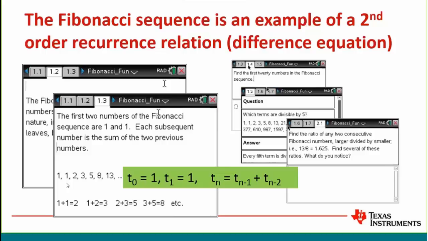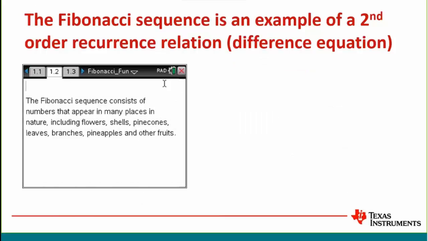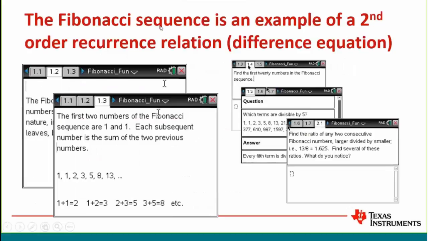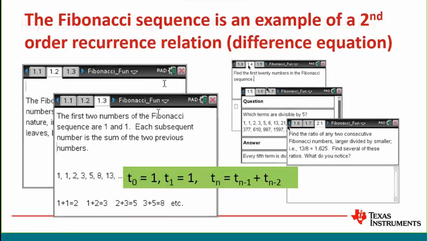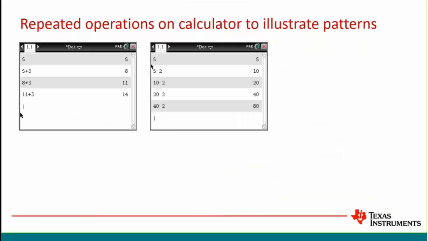This one, however, as lovely as it is, is not in the further maths course, because as you saw, you only have to do first order linear recurrence relations. This one is second. First means you'll just be going back once. Now, just quickly show you how that's set up. Repeated operations on the calculator.